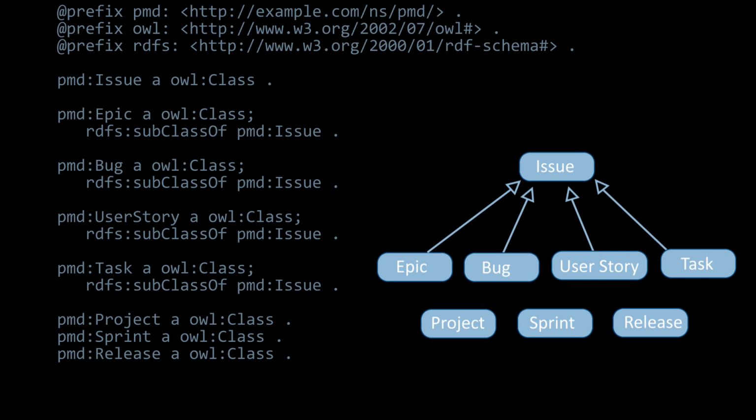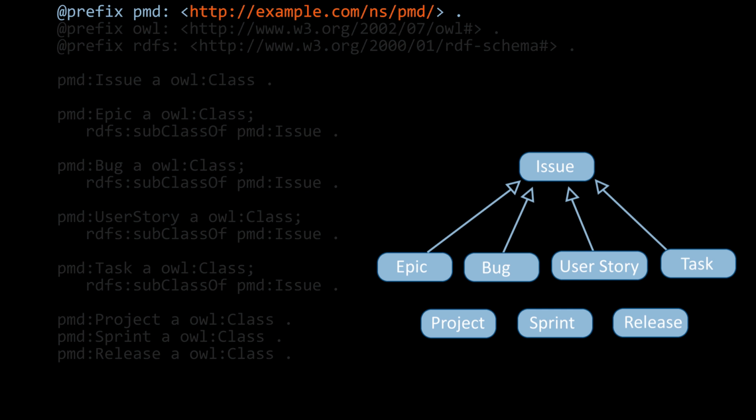Here's how one might express the classes in our domain using the web ontology language. Let's break this down. The first line declares a namespace for our classes. This namespace is effectively an identifier for our ontology. We define a prefix so that we can refer to the elements within our ontology using a shorthand notation. PMD stands for Project Management and Delivery.